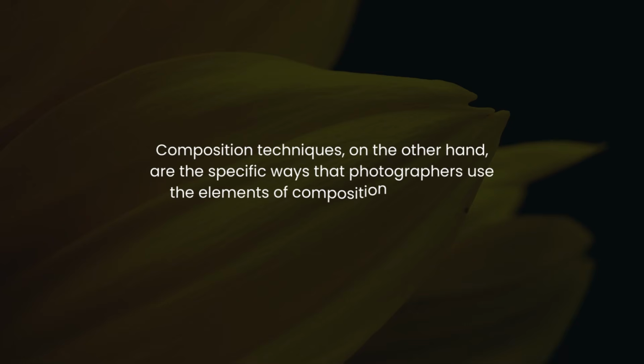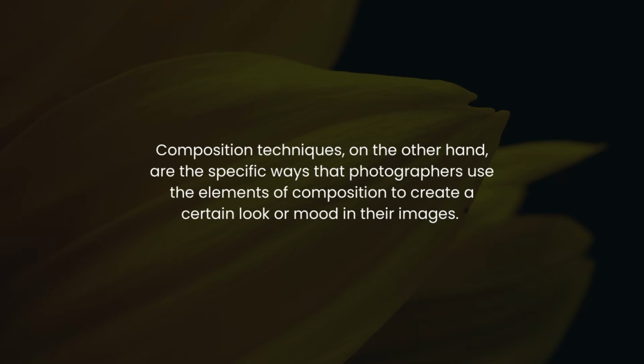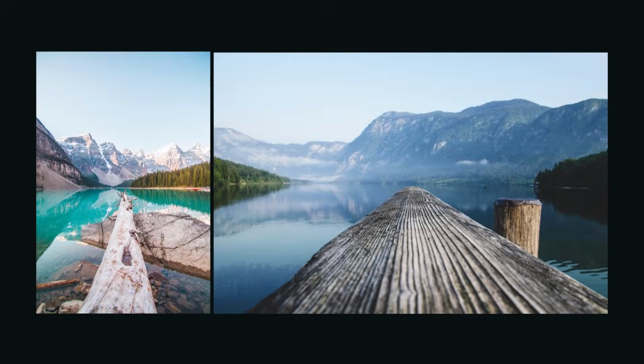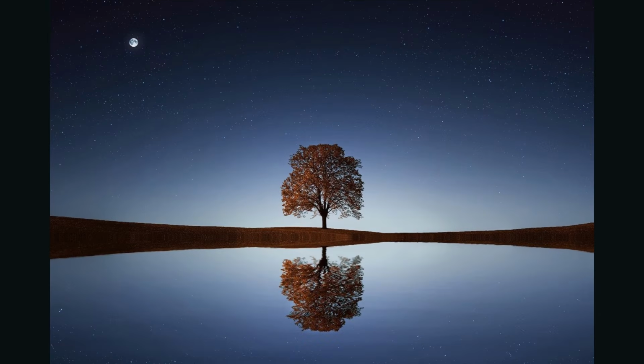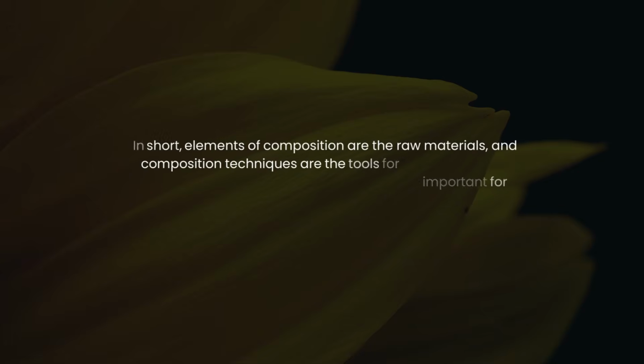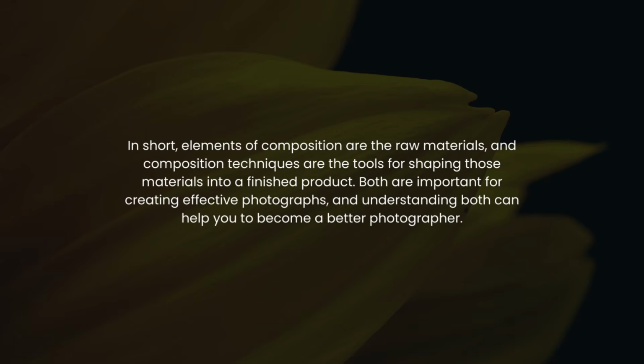Composition techniques, on the other hand, are the specific ways that photographers use the elements of composition to create a certain look or mood in their images. This can include things like using leading lines to guide the eye, filling the frame to create a sense of intimacy, or using symmetry to create a feeling of stability. In short, elements of composition are the raw materials, and composition techniques are the tools for shaping those materials into a finished product. Both are important for creating effective photographs, and understanding both can help you to become a better photographer.